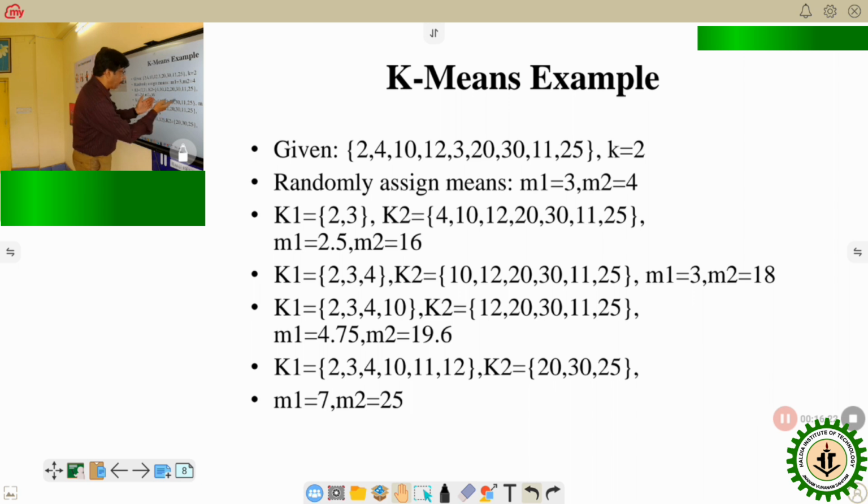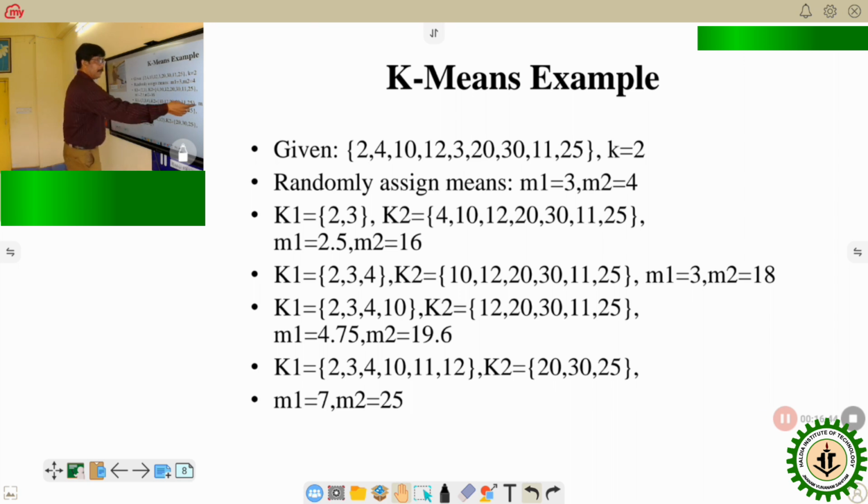So what is the mean of 10, 12, 20, 30, 11 and 25? The mean is 18. So the new cluster heads have been formed, taking the center of gravity of both the clusters. Now, according to this representative of the cluster, again you have to modify the clusters.